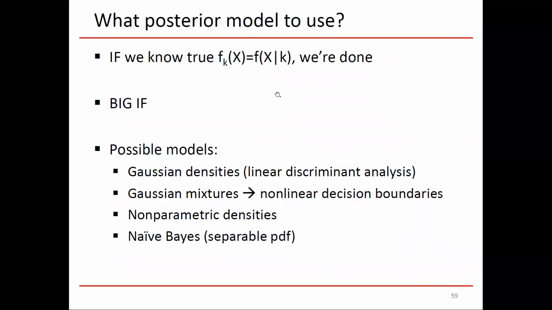So a big question is, what's the posterior model? If we know the density of x given k, we're done. But that's a big if. In many applications, maybe we have an approximation for that, or maybe we're trying to estimate it from the data. So what are possible approaches? One approach is to use Gaussian densities, and that leads to linear discriminant analysis, which we will describe soon. Another approach, which appeared in my example, is a Gaussian mixture. Either the blue or the red had 2 Gaussian components, and because of that, when you have multiple components, the decision boundaries can become more interesting. Another possibility is a non-parametric density, instead of Gaussian or Gaussian mixture, a completely non-parametric approach.